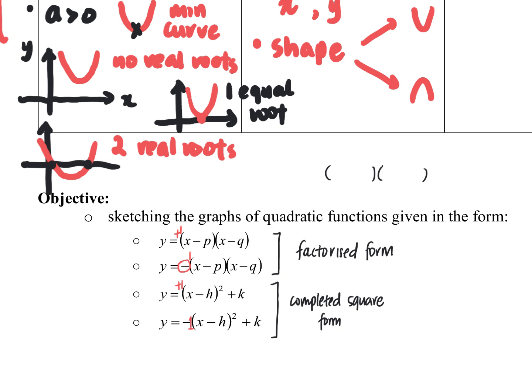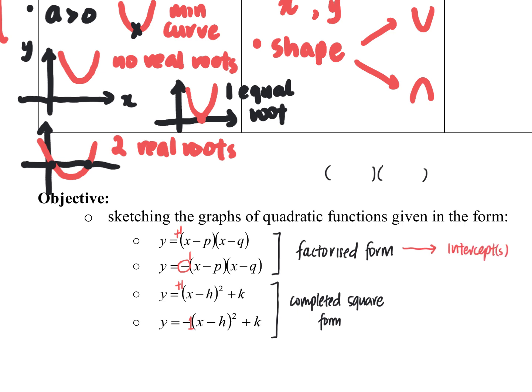Okay, so every equation that I'm about to show you, you will either see it in factorized form or in completed square form. If I didn't, part A, I will ask you to factorize or complete the square first. Then part B, we sketch. Okay, so factorized form is good for finding the intercepts first.